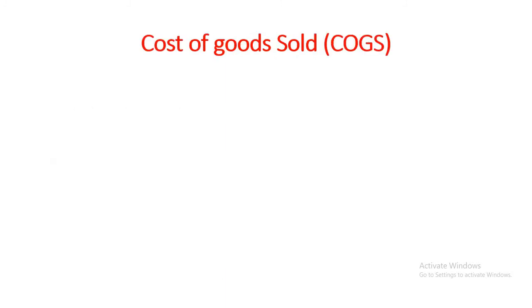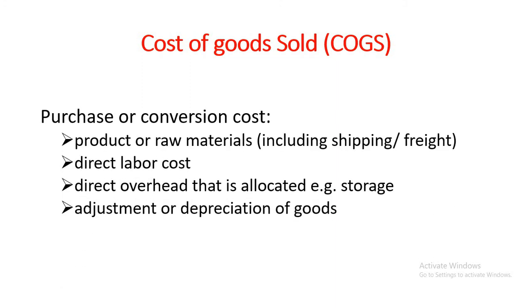Let's look at the cost of goods sold. Cost of goods sold can be labeled as purchase or conversion cost. To find out the cost of goods sold, we need to consider the cost of product or raw materials. So Bata definitely has raw materials to prepare its finished goods like bags or shoes. These raw materials also have shipping costs. So all of these costs need to be considered when Bata calculates its cost of goods sold.